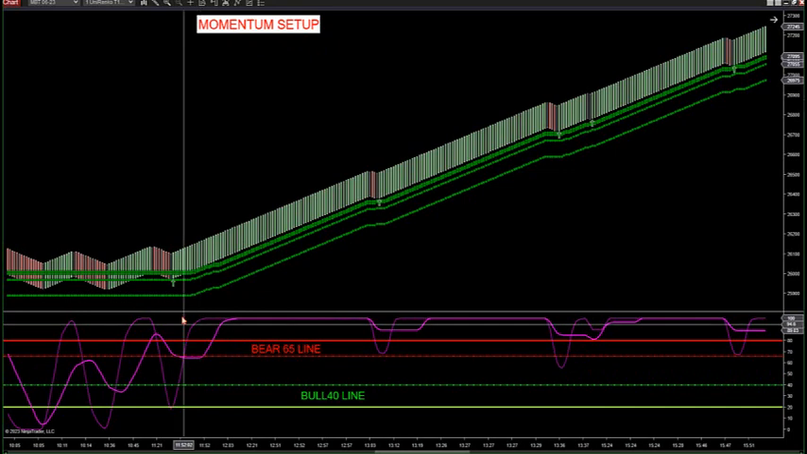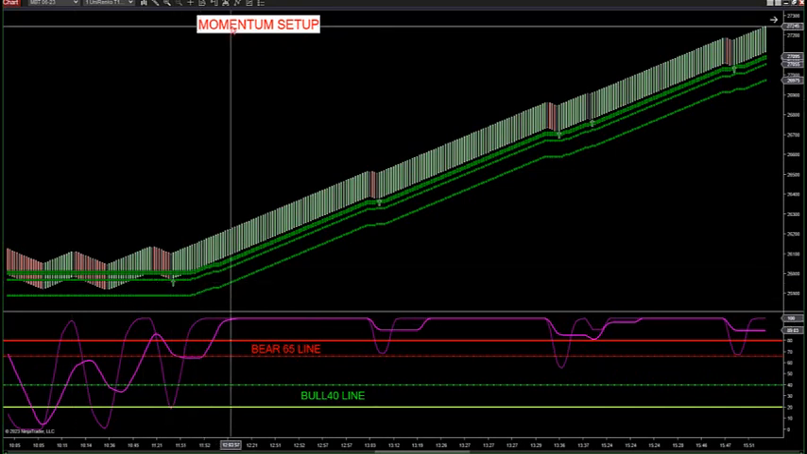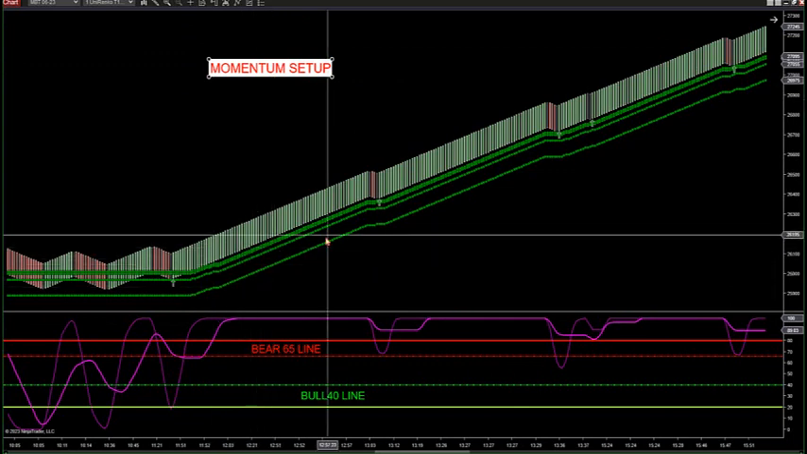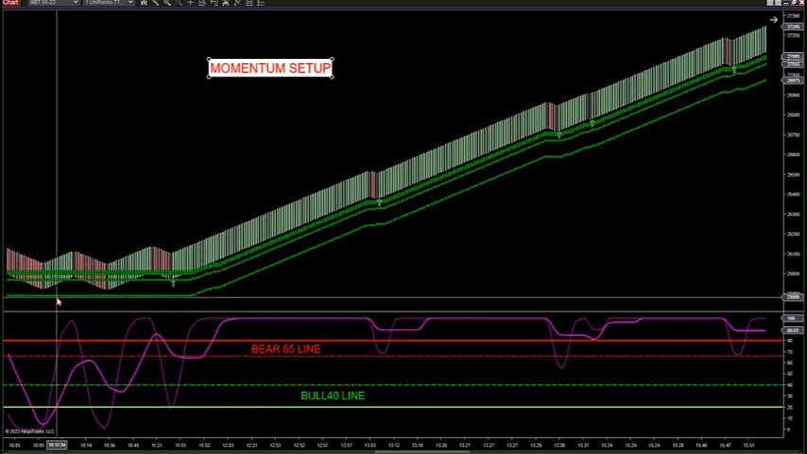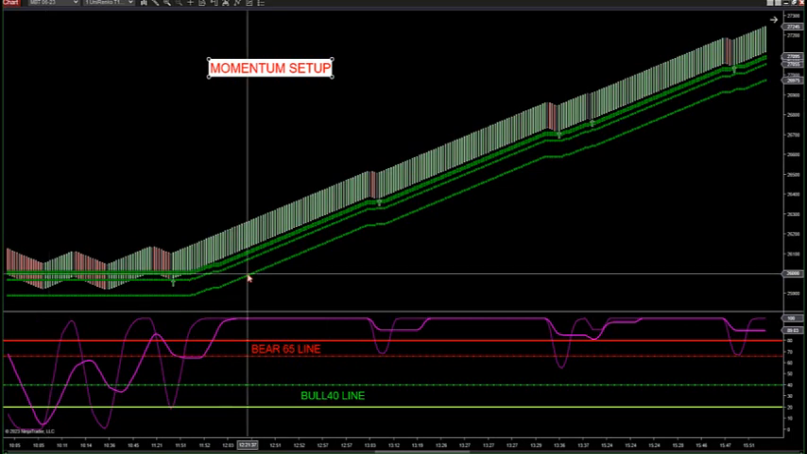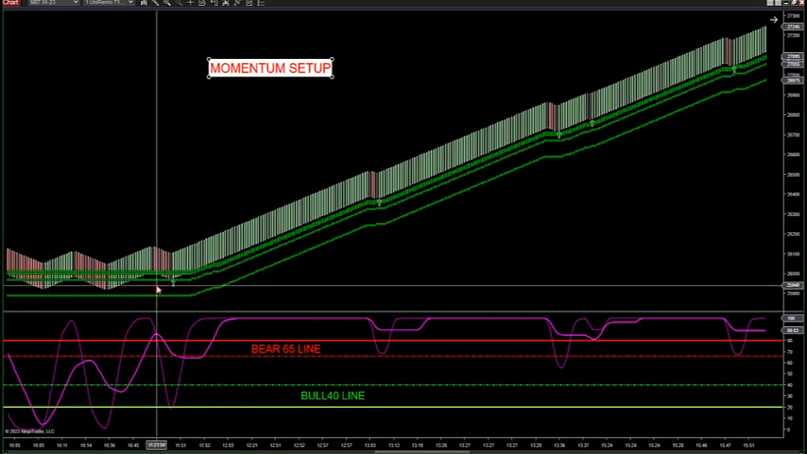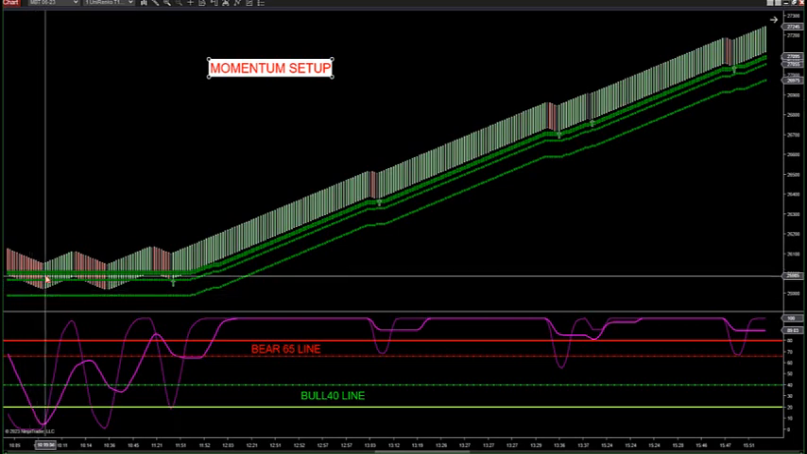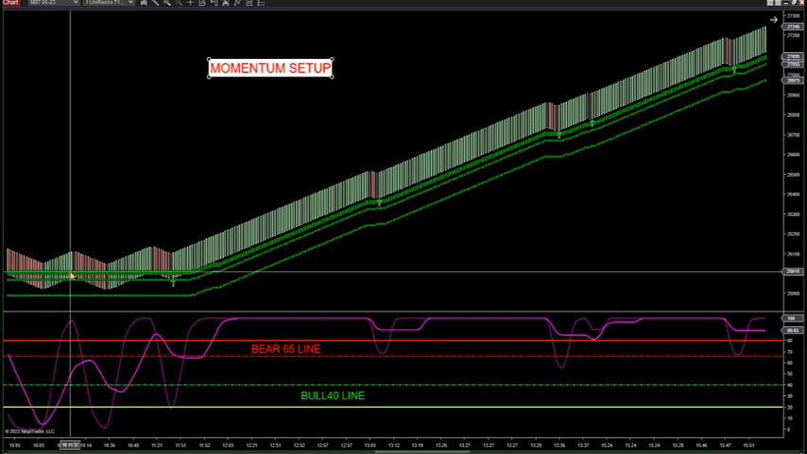So the market comes in, and first of all, momentum setup. What's my bias? We're buying. It's green, right? This is Bitcoin, pretty much all day in Bitcoin from 10 o'clock to 4 o'clock. So in Bitcoin, we're looking to buy, right?